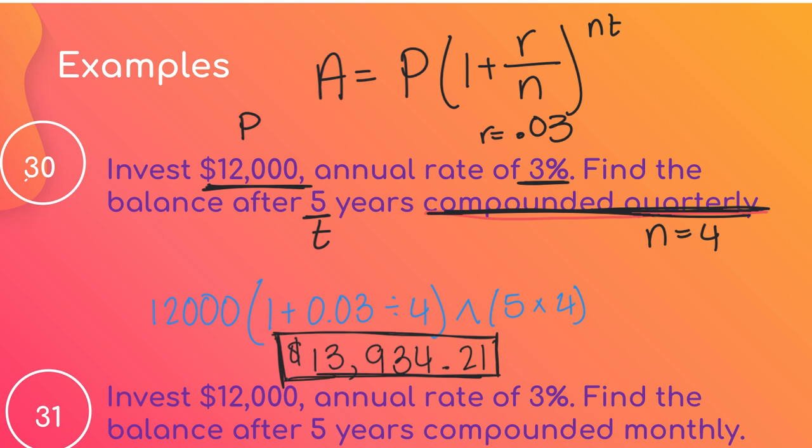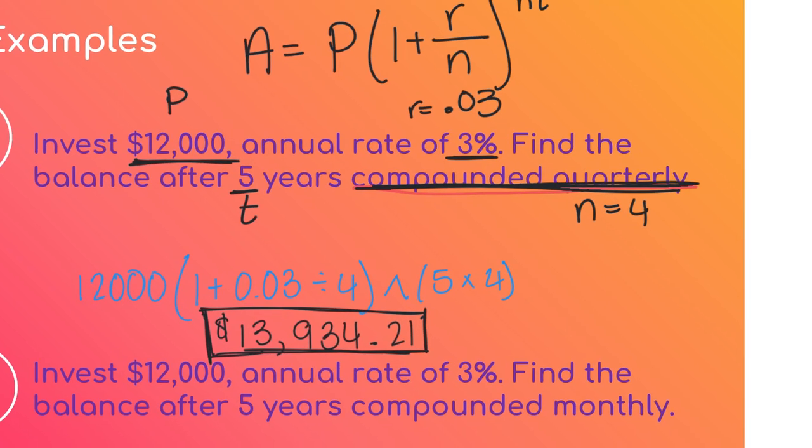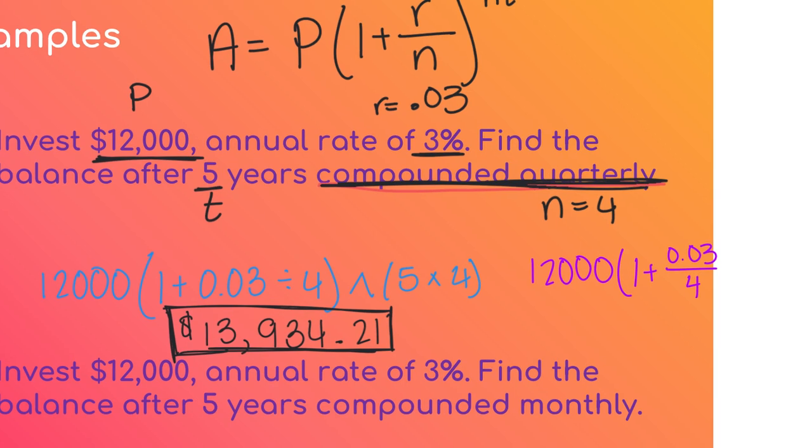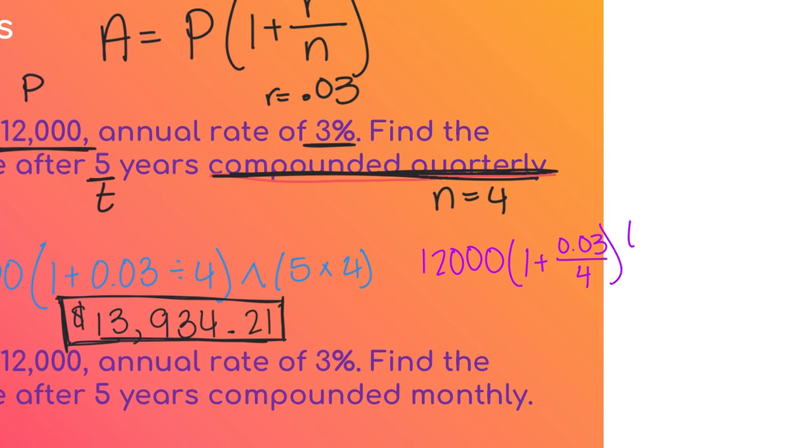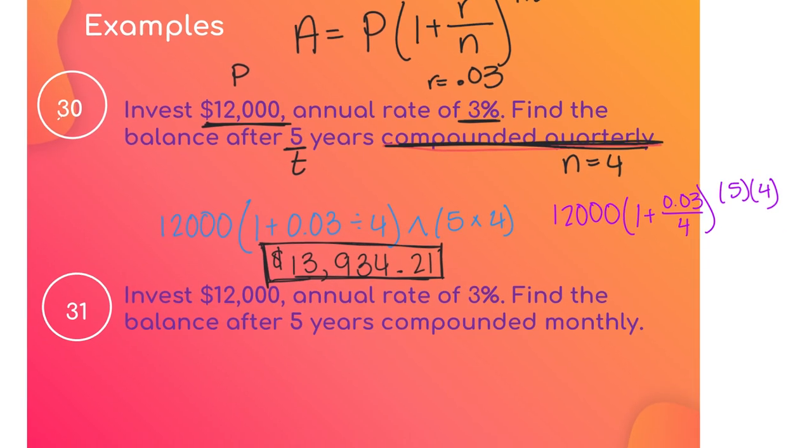You are rounding. Okay, please do not just give us the answer on the test or quiz. We have to actually see you plug it in. So if I were to plug it in, what would it look like plugged in? 12,000, open parentheses 1 plus my rate over the number of times compounded, to the power of my time times the number of times compounded, which was quarterly, which is 4. So this is what it should look like.